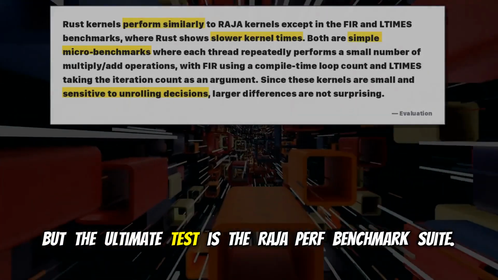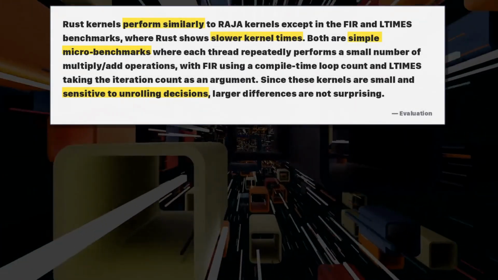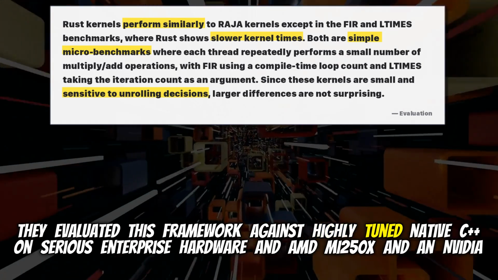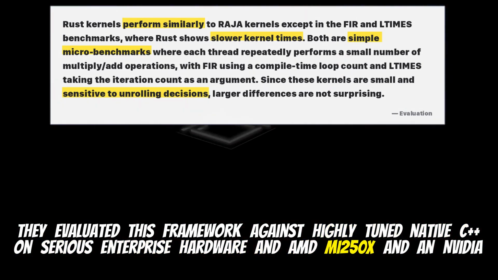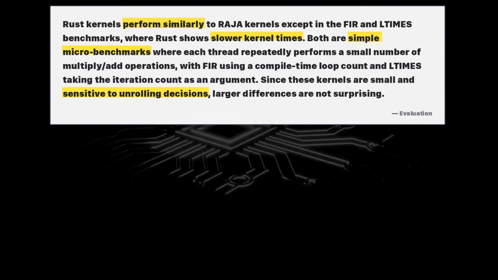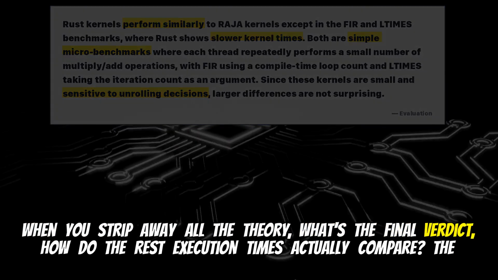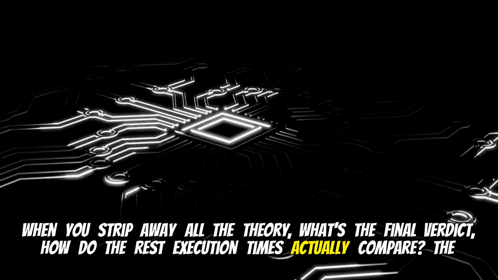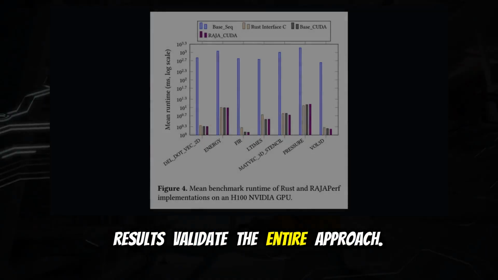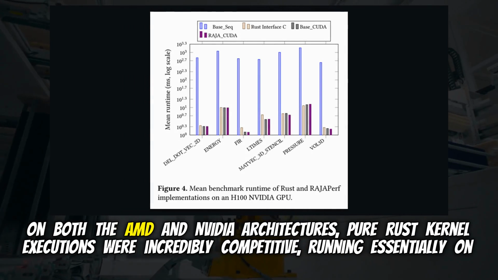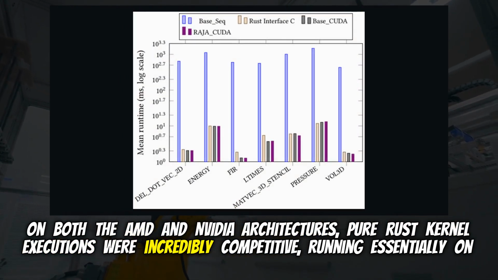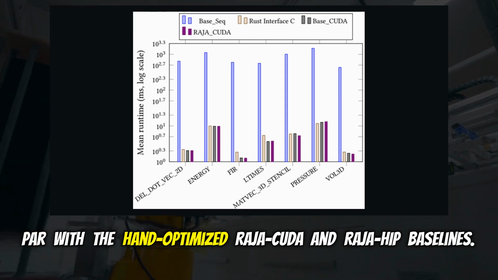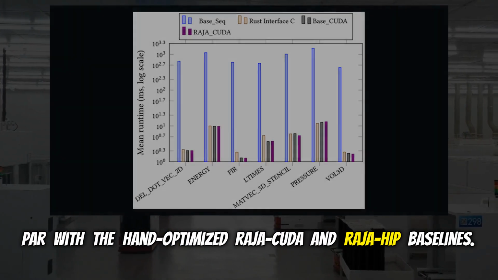But the ultimate test is the RAJAPerf benchmark suite. They evaluated this framework against highly tuned native C++ on serious enterprise hardware, an AMD MI250X, and an NVIDIA H100. When you strip away all the theory, what's the final verdict? How do the execution times actually compare? The results validate the entire approach. On both the AMD and NVIDIA architectures, pure Rust kernel execution times were incredibly competitive, running essentially on par with the hand-optimized RAJA and RAJA HEPC++ baselines.